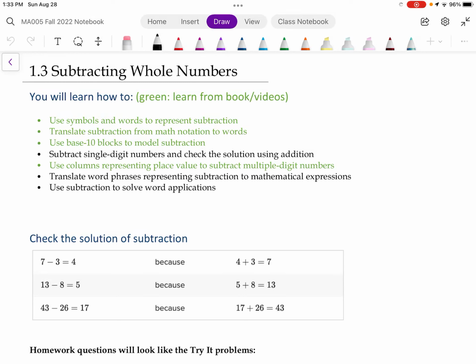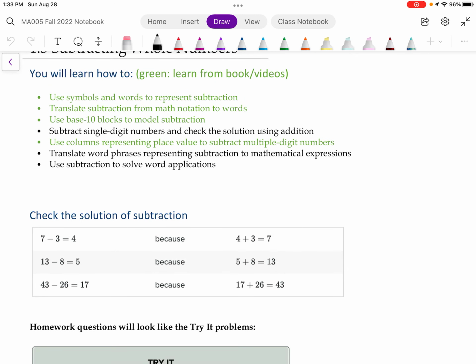Hi there, this is Professor Eckhouse, and I am going to talk very briefly about subtracting whole numbers. There's just a few key things I'm going to cover because subtraction is something you've been doing for many years, but there's some notation and things that I often see people mess up, so I'm going to cover those.